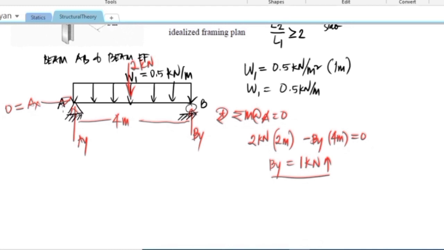And if we are going to summate vertical forces equal to 0, taking the upward direction as positive, that would give you AY minus 2 kilonewton plus BY is equal to 0. But since BY is equal to 1, therefore AY is just equal to 1 kilonewton upward.